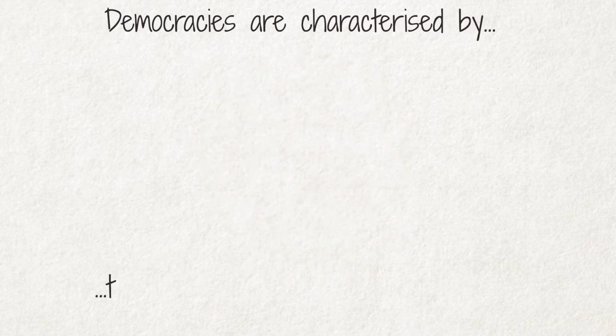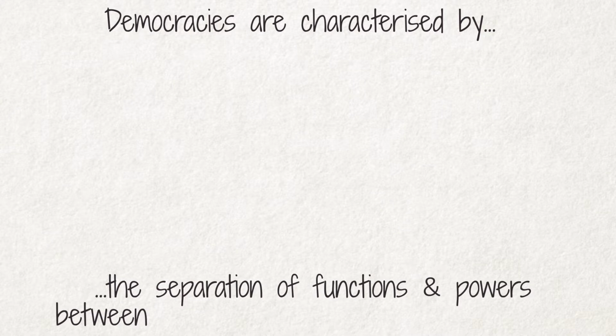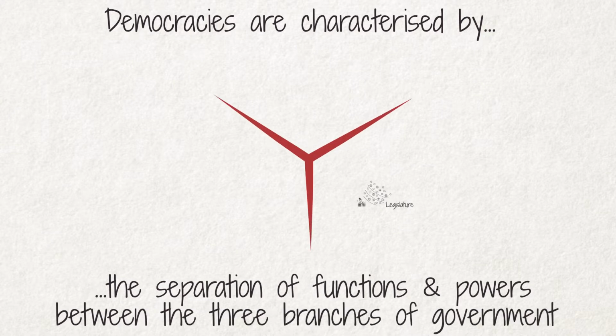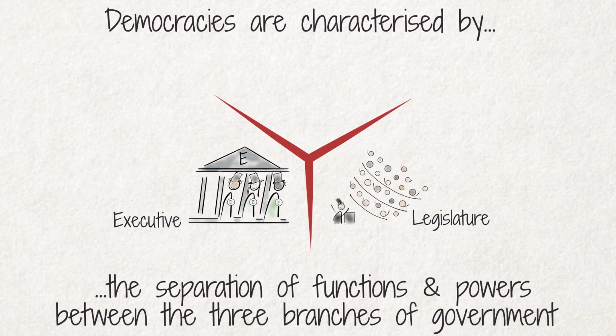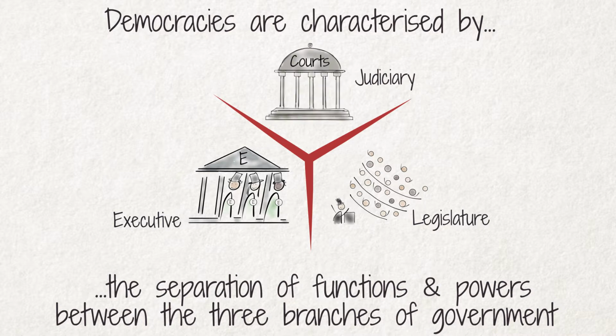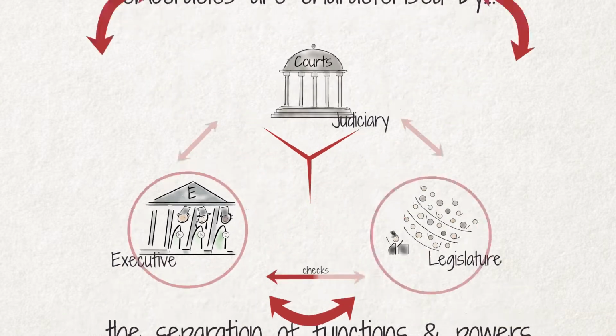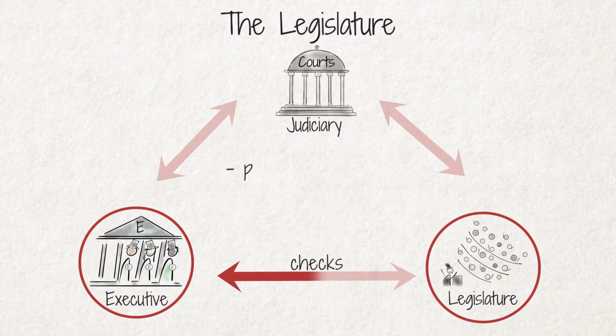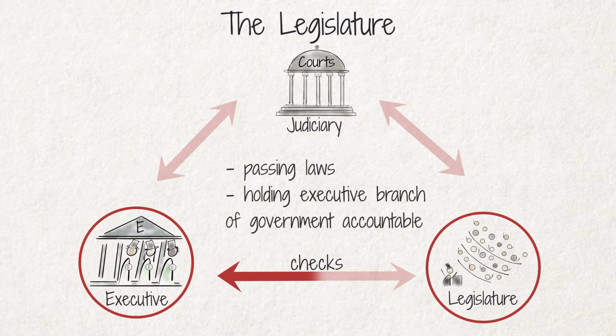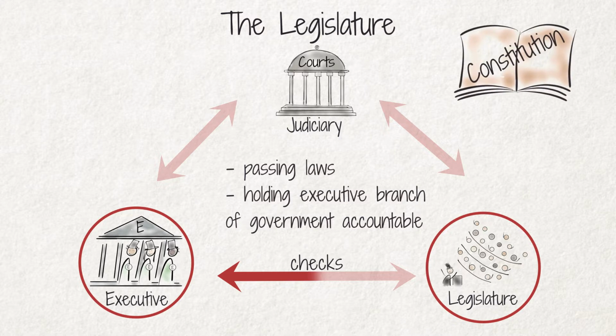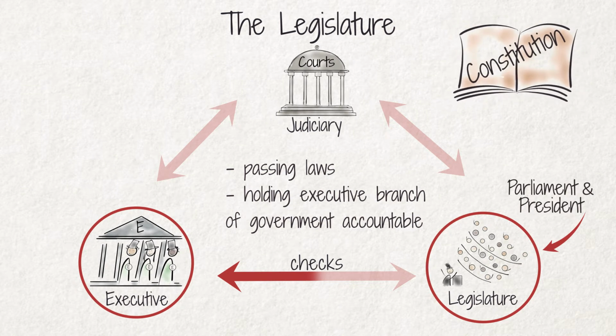Democracies are characterized by the separation of functions and powers between the three branches of government: the legislature, the executive, and the judiciary. Each branch checks the power of the other two so that there is a balance of power between them. The legislature is responsible for passing laws and for holding the executive branch of government accountable. The Zimbabwean Constitution provides that the legislature consists of parliament and the president, acting in accordance with the Constitution.